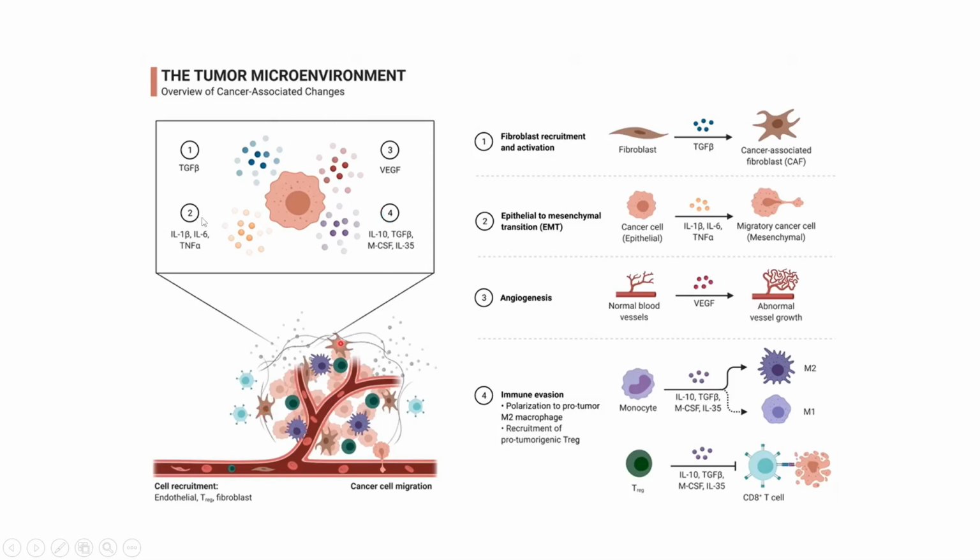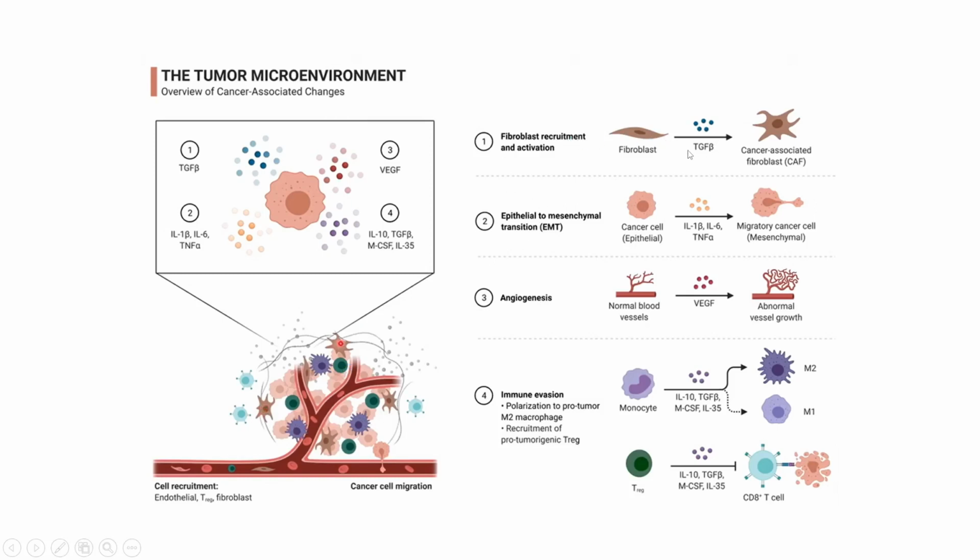So here you can see the modulation. There is a release of TGF beta, VEGF, IL-1 beta, IL-6, TNF alpha, and IL-10. All these factors released by the cancer cell help modulate the other immune cells and make them adaptive to the cancer environment so that they will not be able to kill the cancer cell.